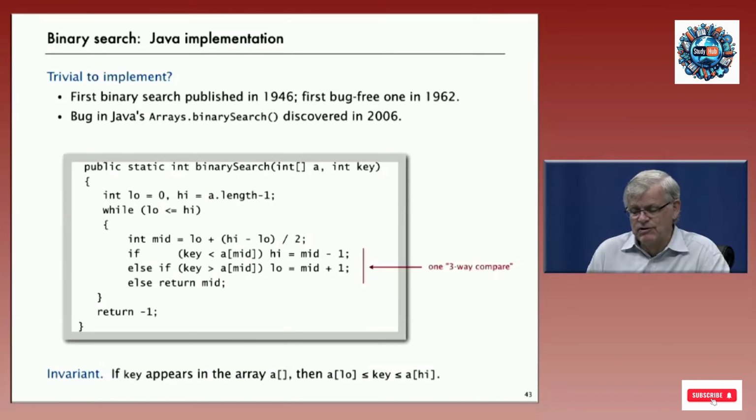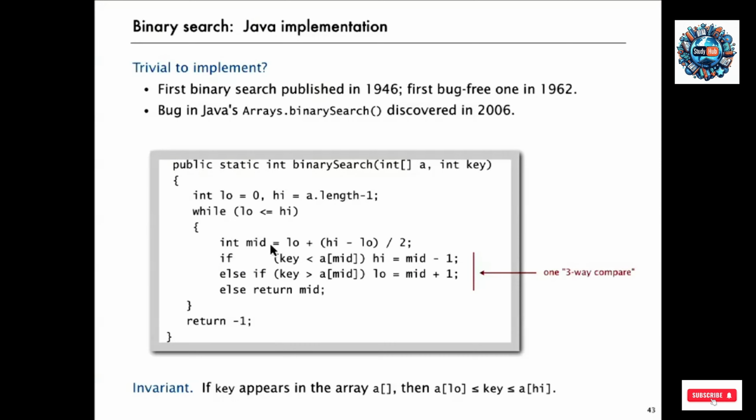So here's an implementation. It's not recursive, although often we can implement this recursively. And it just reflects in code what I described in words. If we have to find whether a key is in an array, we use 2 pointers, low and high, to indicate the part of the array that we're interested in. As long as low is less than or equal to high, we compute the middle, and then we compare our key against the middle.